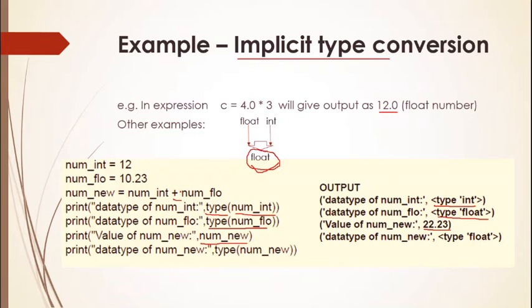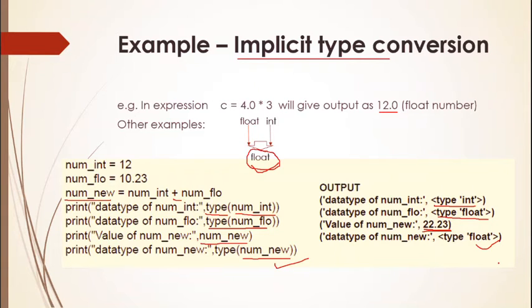It promotes the data type to the higher data type, and that's what happens. No data will be lost and the output will be shown as 22.23. Now again we check the data type of the variable in which we hold the value after calculation, and this variable becomes float data type.